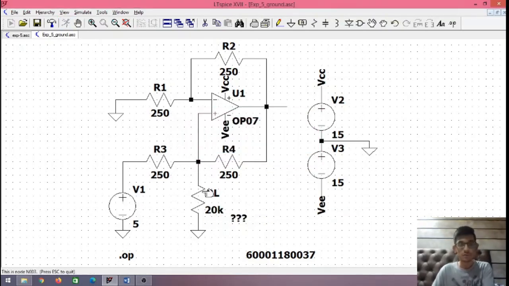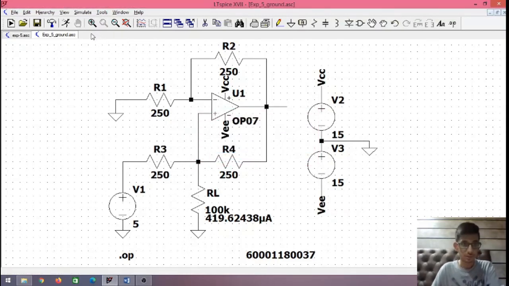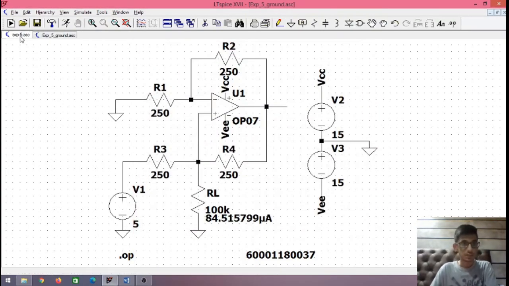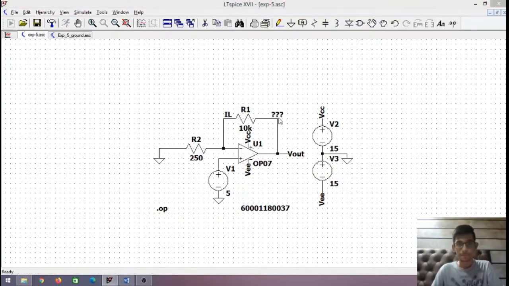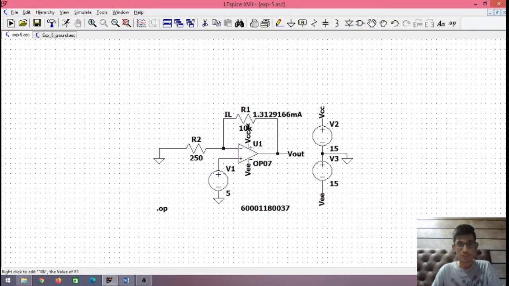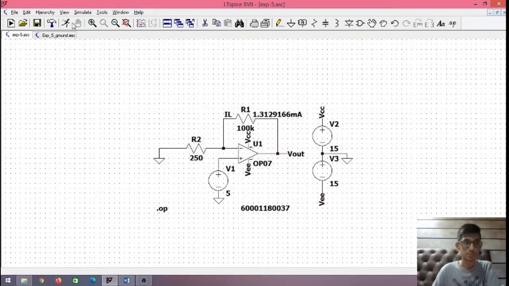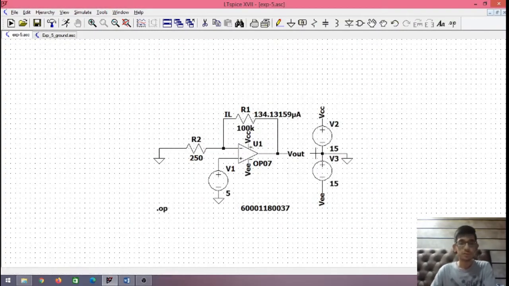So this is not a configuration we will use to actually convert voltage into current. If we keep increasing this, let us make it 100k and check, the current goes on decreasing, which is not ideal. Let's check the similar for the floating load configuration. Here also let us take 10k. Here also it is dependent on the RL resistance, which should not be the case, but it is. So this is the drawback of this schematic.